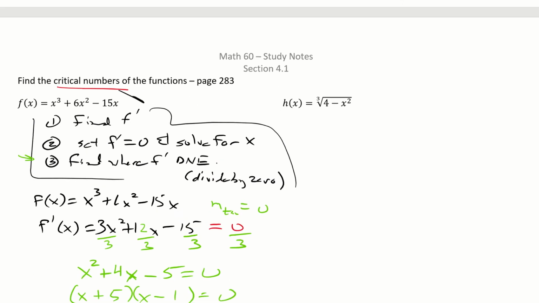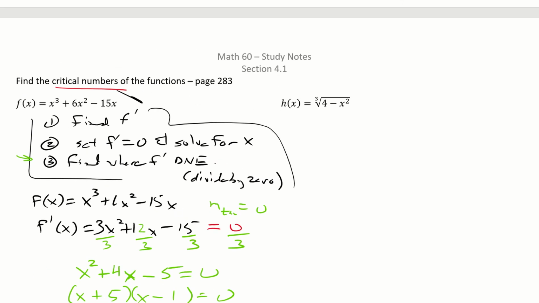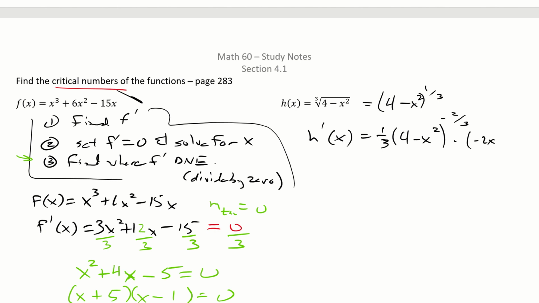Okay, now this guy. All right, so 1, what we're going to do is find h prime. Looks like a nasty little chain rule, so what I'll do is I'll write it in a friendlier manner, to the 1/3 power. So we're going to get 1/3 dropping down, 4 minus x squared, 1/3 minus 1, you're going to leave a minus 2/3 here. I hope you're comfortable with that. And then the chain rule says derive the inside, which turns out to be 0 minus 2x.